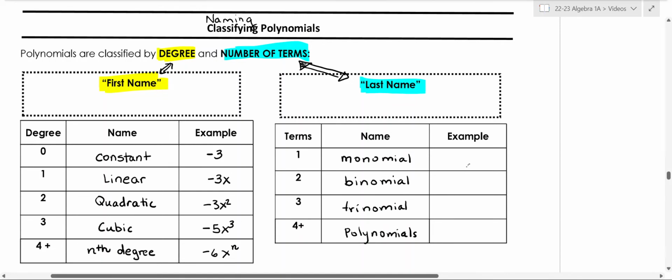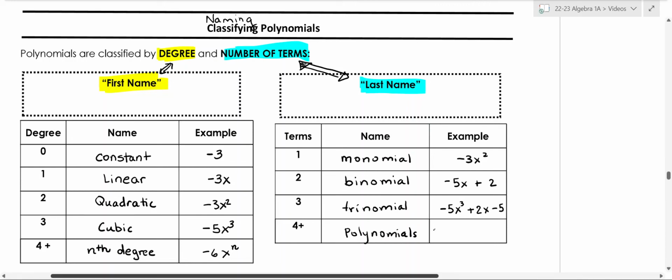Okay. So here's some examples, and you can be any degree. The number of terms have nothing to do with each other. So you're a monomial. See, 1 term. You can be a binomial. So you can be -5x plus 2. 2 terms. The degree doesn't have anything to do with your number of terms, okay? You can be a trinomial, -5x cubed plus 2x minus 5.